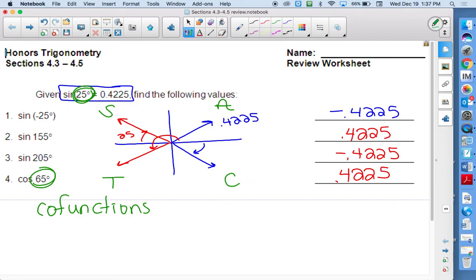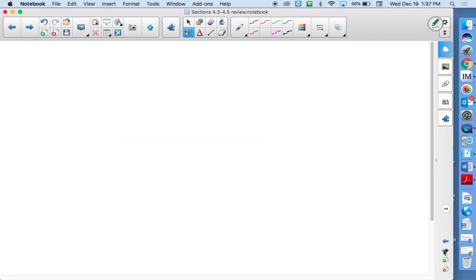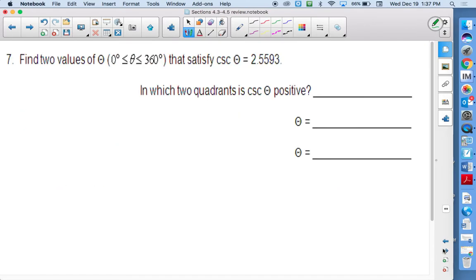All right, so if you look down at 7, because that's the one I really want to talk about. 7 says to find two values of theta. What does that mean you're finding if you're finding two values of theta? Chelsea? Yeah, so you're finding the angle. This was the last question on your first test that you had for trig. So we're finding two angles between 0 and 360.